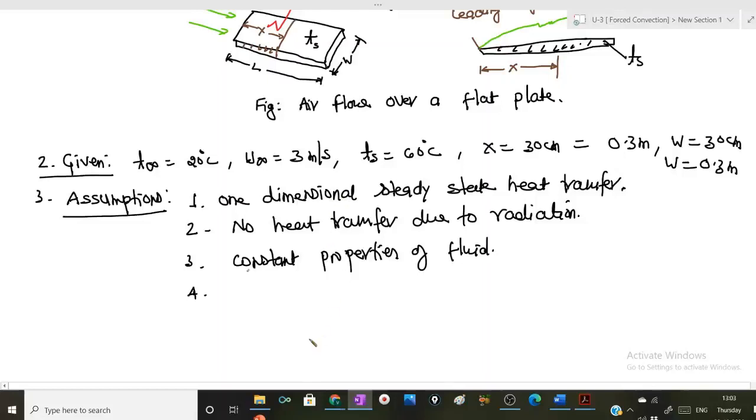Assumption number 4 will be: now I am considering the fluid which is flowing over the flat plate is air. So I am considering air as an ideal gas. Now what will be the importance of this assumption? I can apply all the ideal gas laws and relations to calculate any other property of ideal gas. Air as an ideal gas. So this will be another important assumption. Okay, so only 4 assumptions are sufficient.